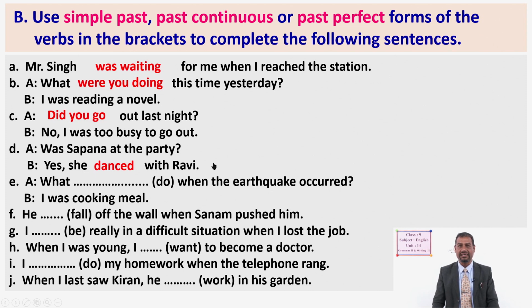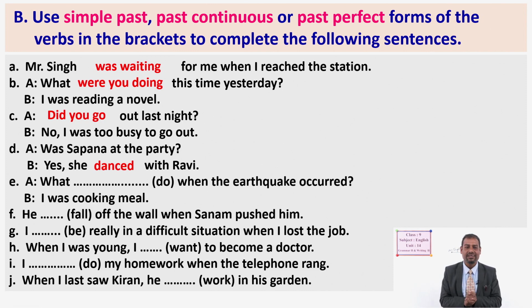So have you got the idea? Good. Next, in the brackets: do, when the earthquake occurred. Now you have to find out two situations here. One situation, the earthquake happened, and another situation, doing some work. It means that one work had already started and was continuously going on. At the same time, another action took place. So in this case, what do you use? I was cooking meal. Here the answer is also in past continuous tense.